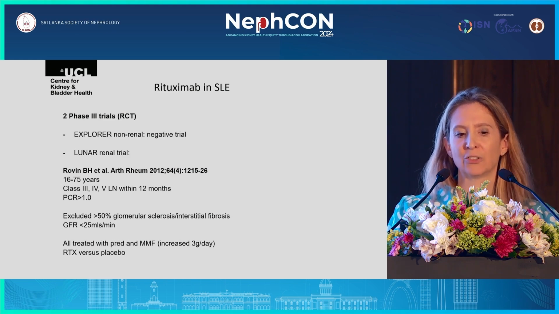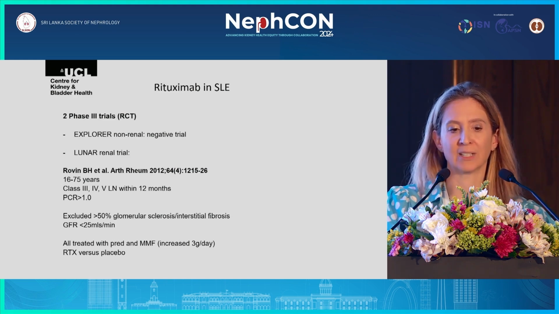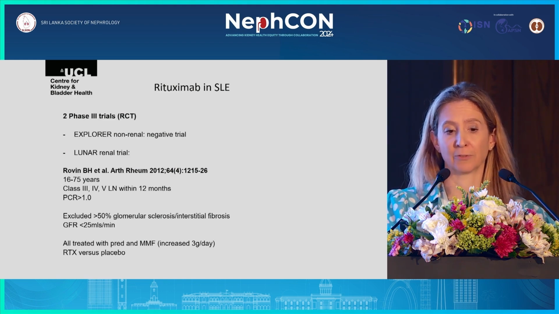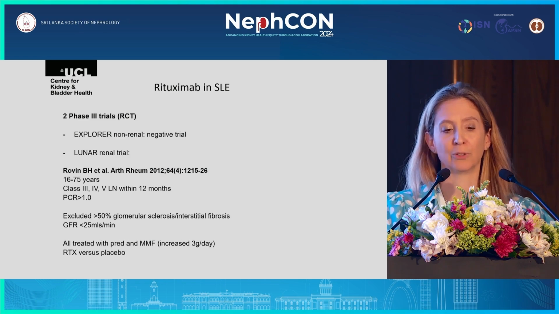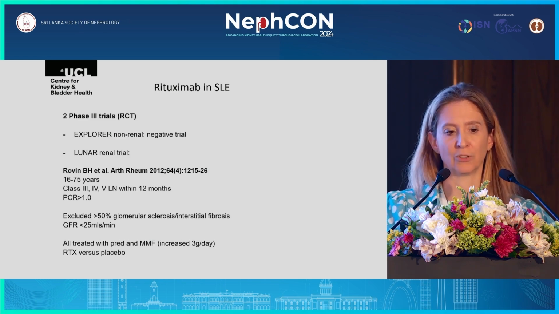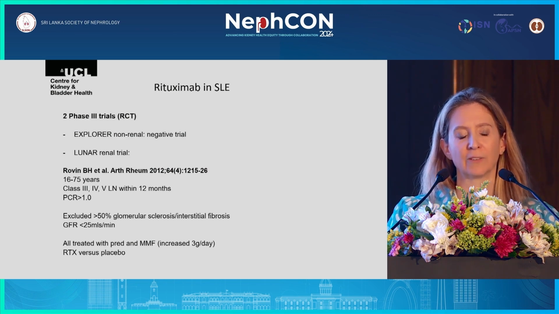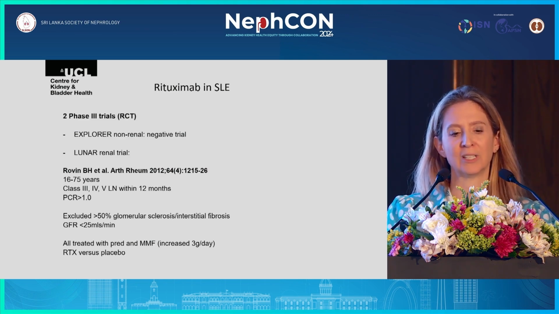I'm not really going to mention the Explorer trial, which is non-renal SLE, but the LUNAR trial involved patients with lupus nephritis and was published in 2012. All patients had biopsy proving class 3, 4, or 5 with proteinuria. Those patients with more sclerosis or a lower GFR were excluded. All were treated with prednisolone.